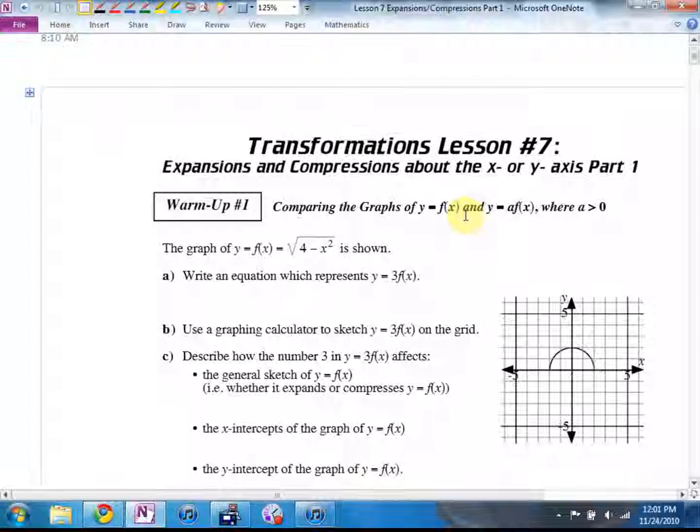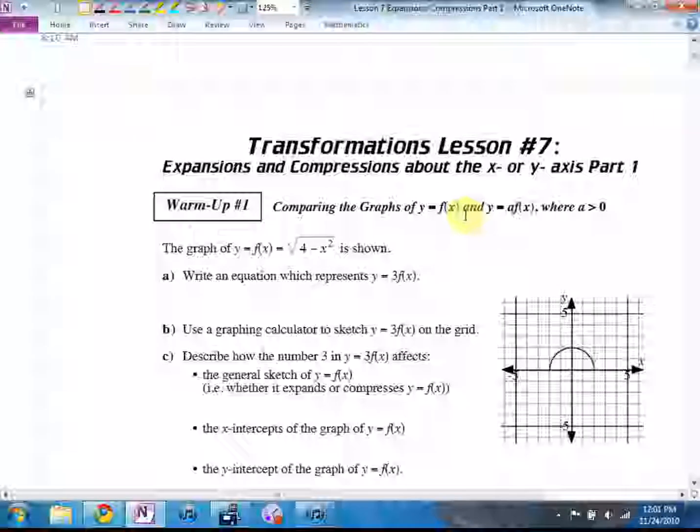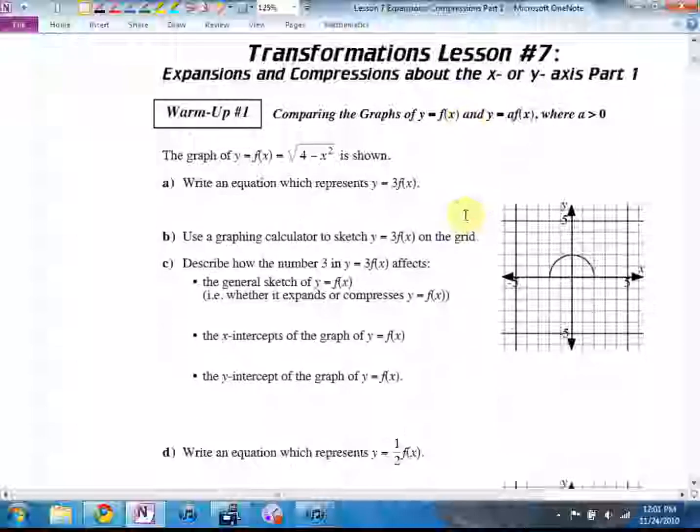So lesson 7. It says expansions, compressions. I just think of stretches and shrinks. We're going to ask ourselves, what happens if you stretch or shrink something? Okay? And what we're going to do is compare the graphs of y equals f of x, and hey, what happens if you put a coefficient in front of the entire equation? Where a is positive, because if a is negative, that's also going to flip it.